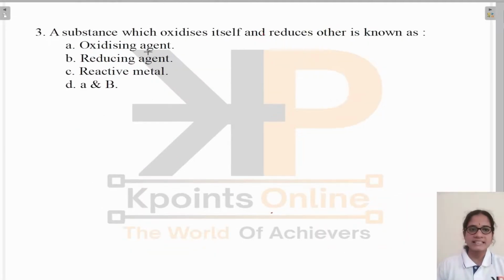Next we'll read the question: a substance which oxidizes itself and reduces other is known as oxidizing agent, reducing agent, reactive metal, A and B. The substance which reduces other is known as reducing agent. This will be our correct option. A substance which oxidizes itself will be the reducing agent. A substance which reduces itself will be an oxidizing agent. Be clear in that. Even though it seems a very easy question, you should not make confusion regarding it.